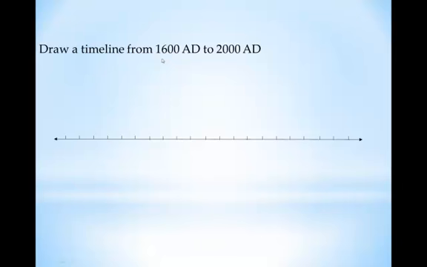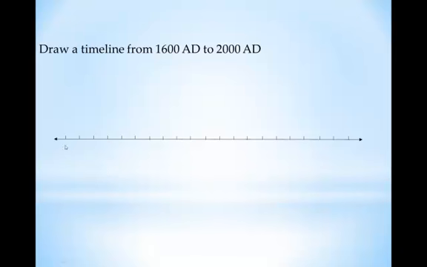Draw a timeline from 1600 AD to 2000 AD. So we're talking still Anno Domini, so in the year of our Lord, 1600 to 2000. So if you think about your scale now, we need to work out from 1600, 1700, 1800, 1900, 2000, that's 400 years that we need to find an even scale for. So we still have 20 divisions here. So if we divide 20 by 4, we're going to have 5 divisions for each century.